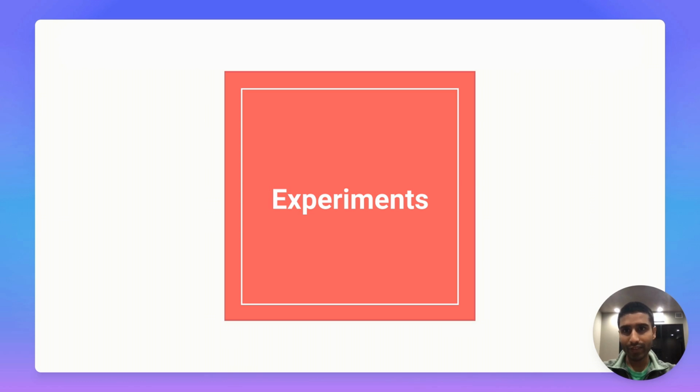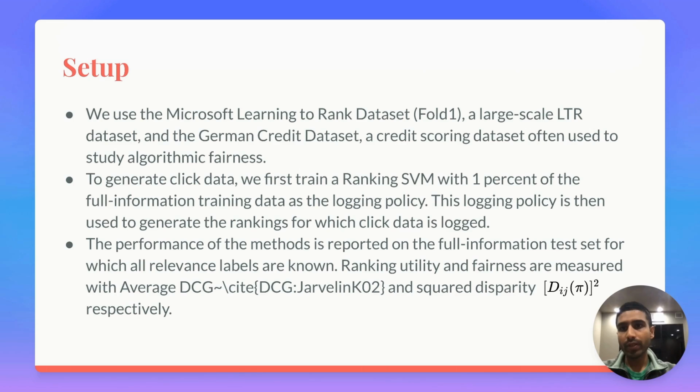To collect empirical evidence, we conduct various experiments on real-world datasets. We use the Microsoft Learning to Rank dataset, which is a very large-scale, popular LTR dataset, and the German credit dataset, which is a popular credit scoring dataset often used to study algorithmic fairness. To generate click data, we train a ranking SVM with 1% of the full information training data as our logging policy. This policy is then used to generate rankings from which the click data is logged.